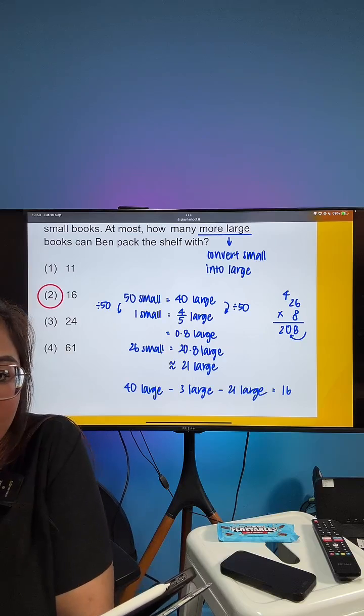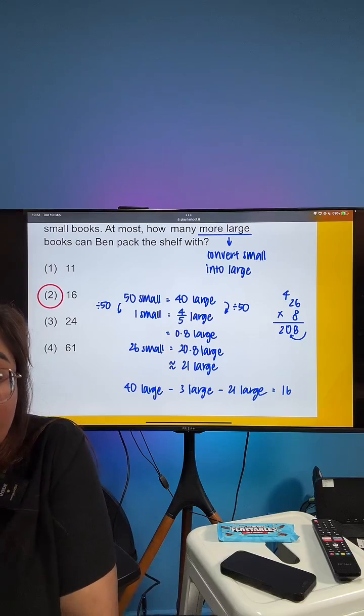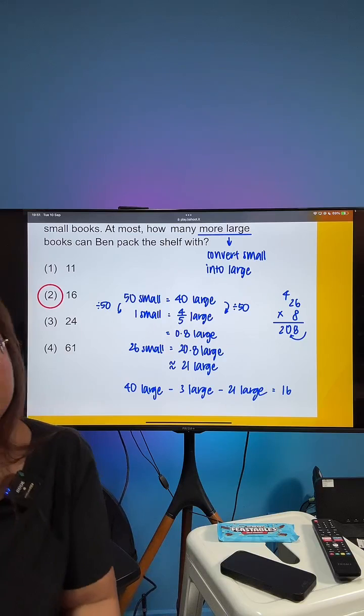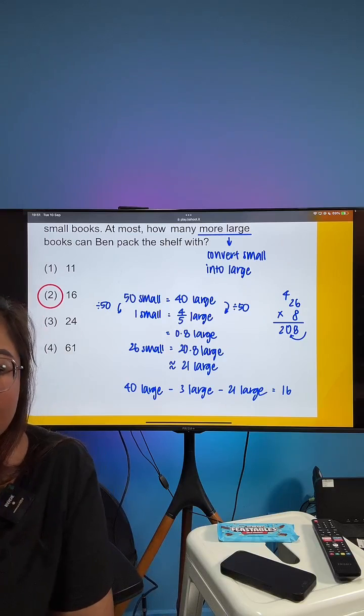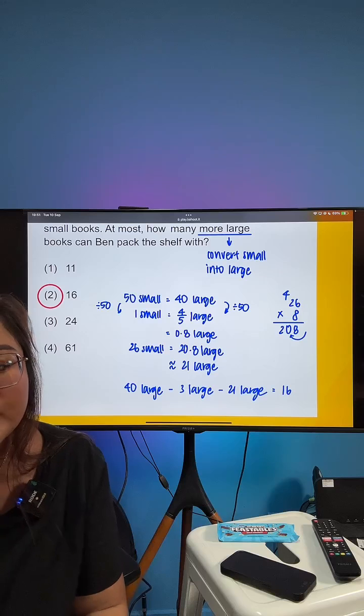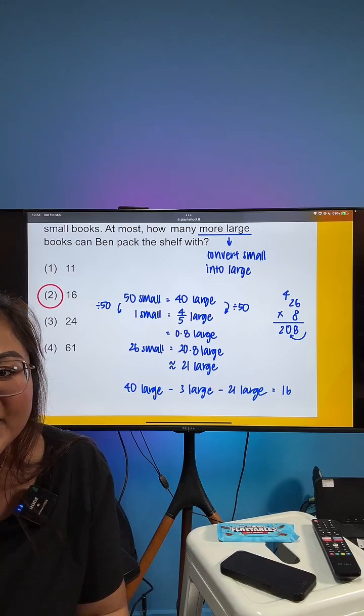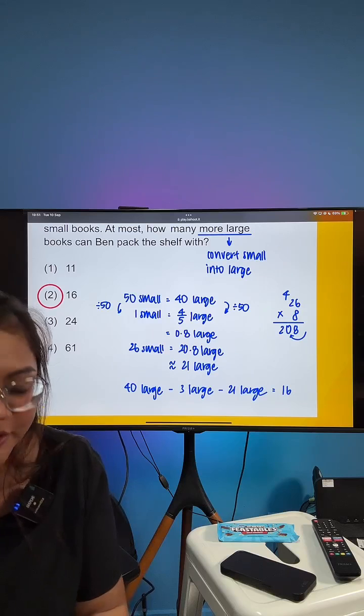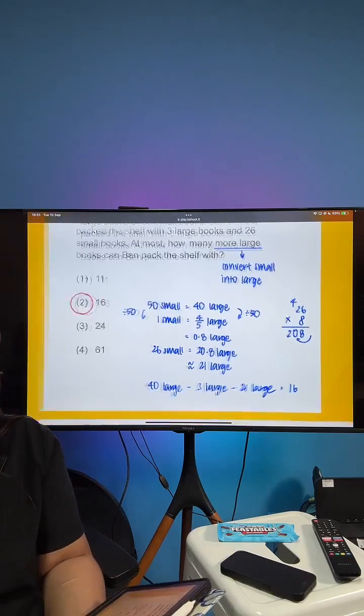Some of you are saying that you are in P5 and you've done this before. That's wonderful. This actually appeared in PSLE. A similar question appeared in PSLE as well. Okay? Alright, how are we feeling about this question? So far so good?